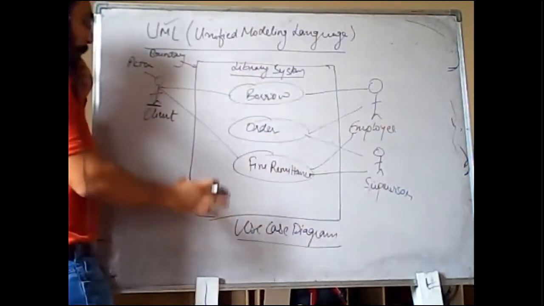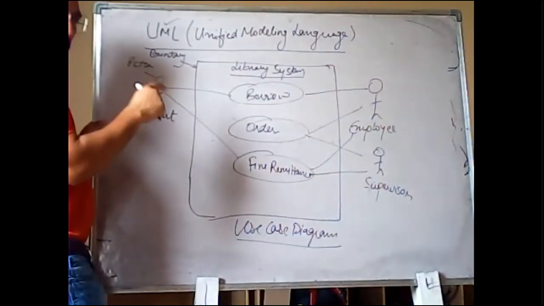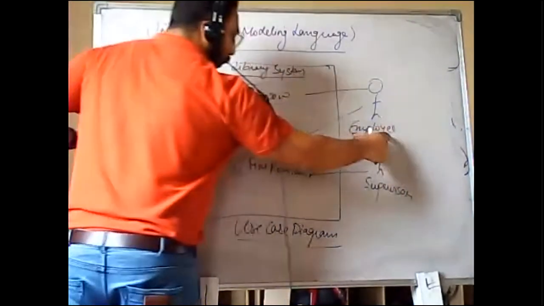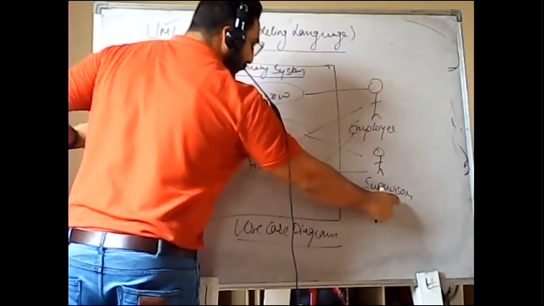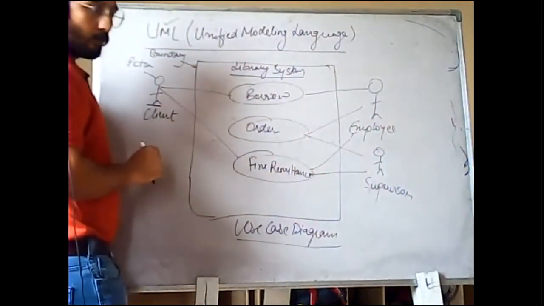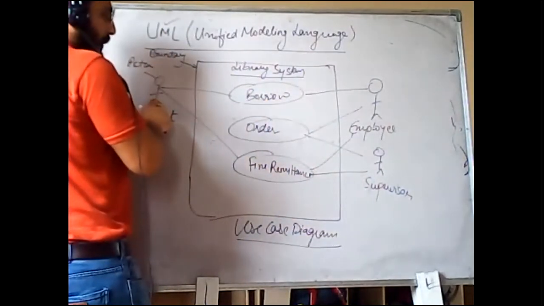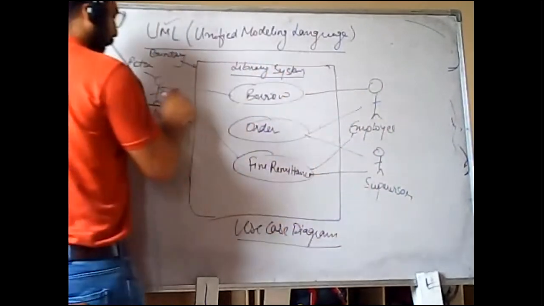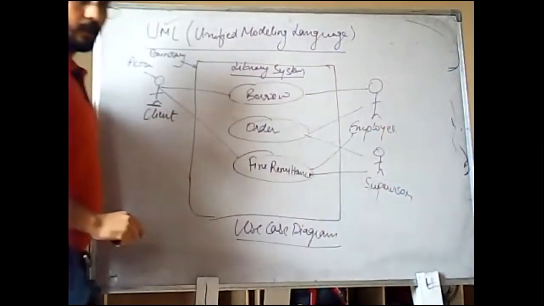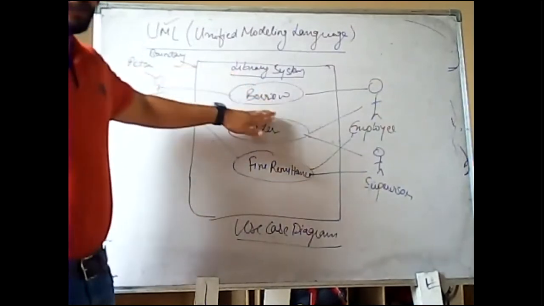Okay, these are the goals that are performed by different actors in our system. In our project, the client is there, the employee is there, the supervisor is the actor, and these actors will perform these goals. Okay, these are your use cases, these are your actors, this is your system boundary, and this line is your association line. This line will tell the relationship of your actor with your use case.